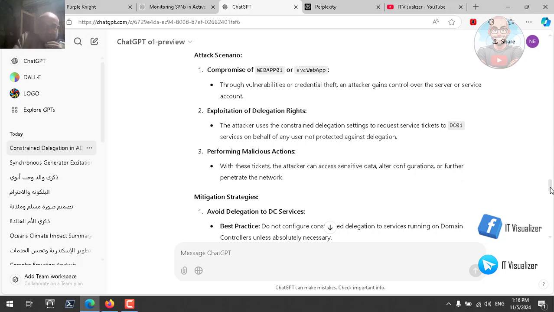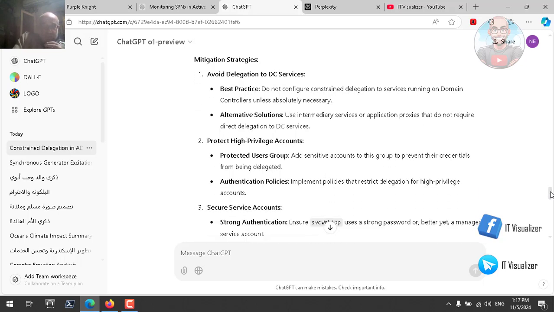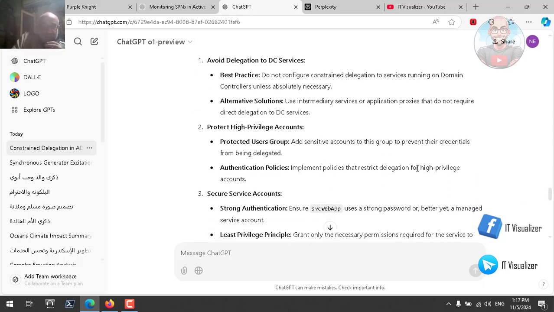Okay, what are the steps to solve this issue? Avoid delegation to DC services. Best practice: do not configure constrained delegation to services running on domain controllers unless absolutely necessary. Alternative solutions: use intermediary services or application proxies that do not require direct delegation to DC services. Protect high privilege accounts: put them in the protected users group. Add sensitive accounts to this group to prevent their credentials from being delegated. And authentication policies: implement policies that restrict delegation for high privilege accounts.